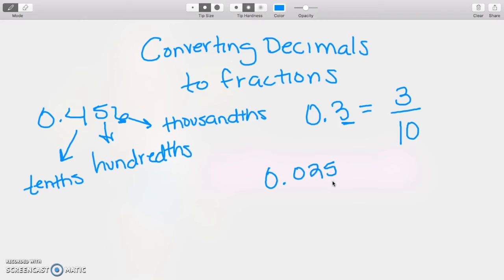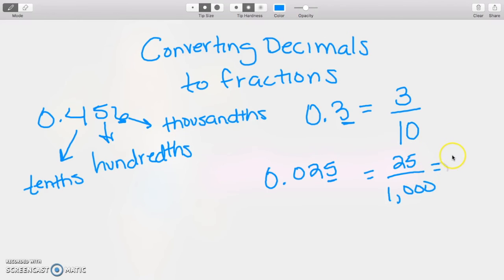Alright, so we're going to look at this number, 25 thousandths. And the last digit here is the 5, which is in the thousandths place. So that's going to let us know that our fraction will be out of 1,000. And we will put 25 as our numerator, which will give us 25 over 1,000.